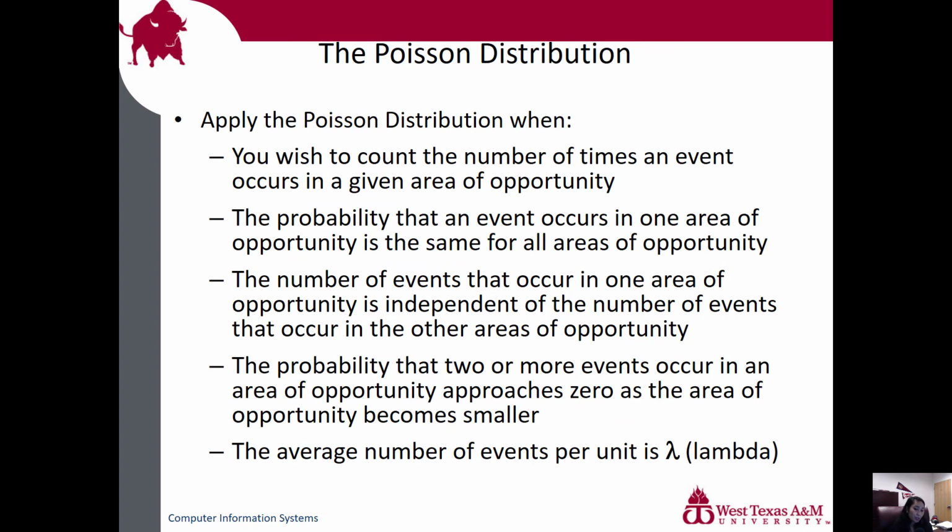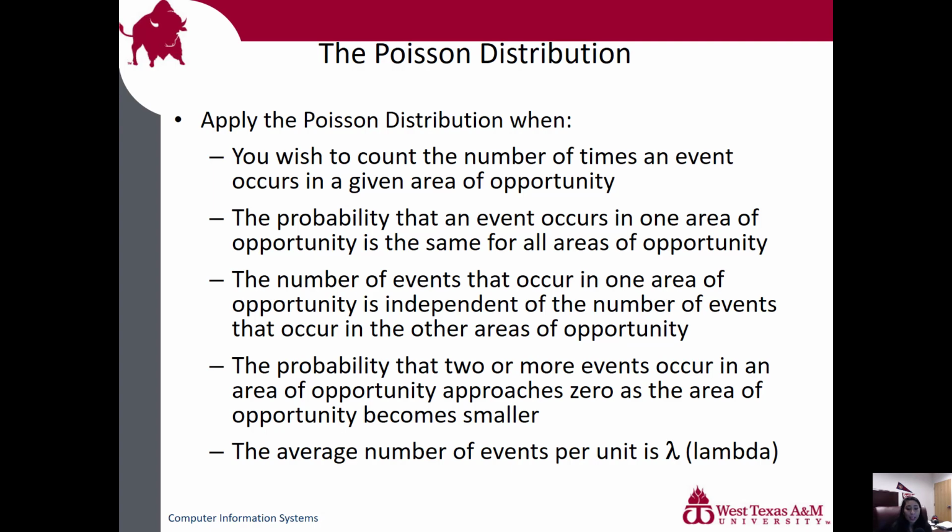Just like the binomial distribution has certain characteristics, so does the Poisson distribution. You want to apply the Poisson distribution when you wish to count the number of times an event occurs in a given area of opportunity. For example, if I am interested in the number of customers that come into my restaurant during the lunch hour, I want to count the number of times a customer comes in every single minute.